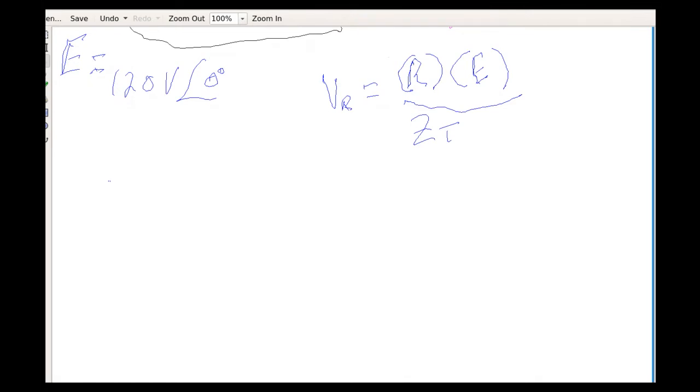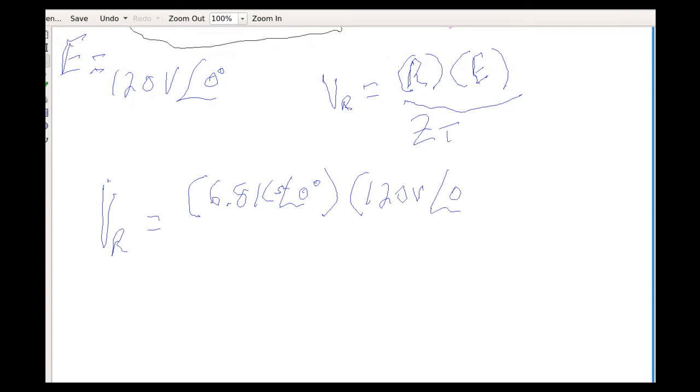VR, okay, so VR is equal to this here, which is 6.8 K at an angle of 0 degrees times E, which is 120 volts. And that was ohms, of course. 120 volts at an angle of 0 degrees divided by the 6.8 K at an angle of 0 degrees.